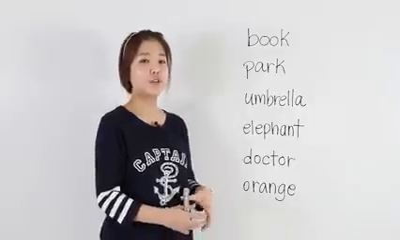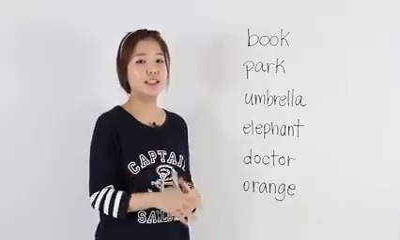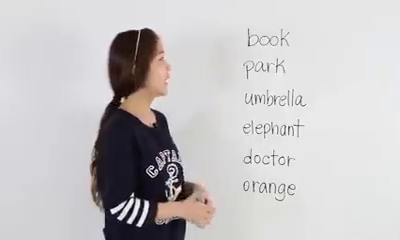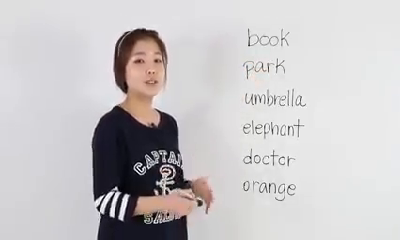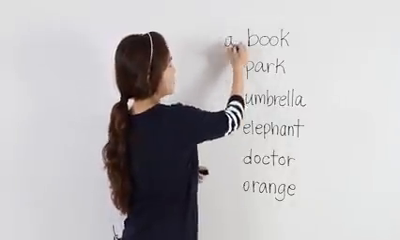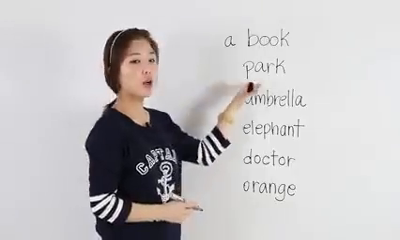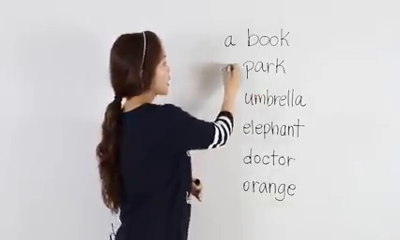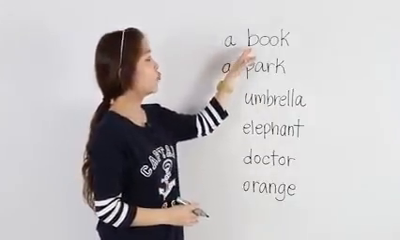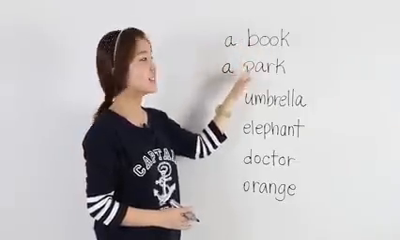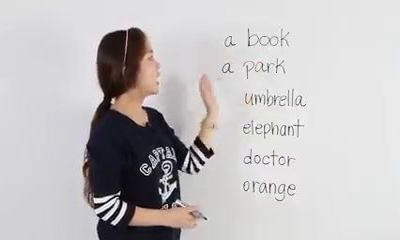Okay, now I'm going to say a or an in front of the nouns. I want you to listen and see if you can hear the difference. Okay, we have book. In that case, we say a book. Next is park. We say a park. Remember, we put a in front of words that begin with consonants. B and P are consonants. That's why we say a book, a park.